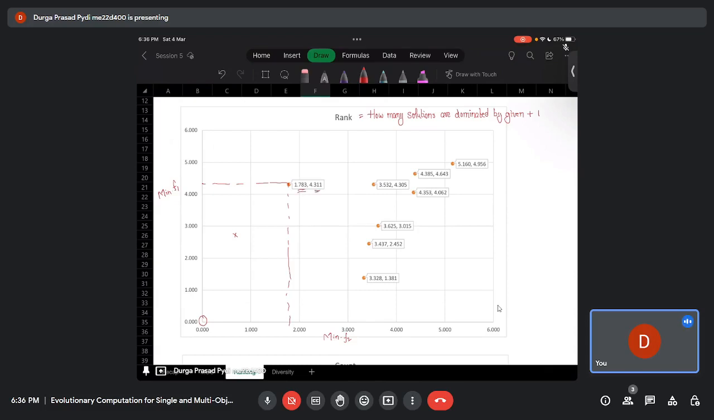So the idea is simple. You just draw two lines, one horizontal and one vertical, through that particular point, and see how many solutions are there in the rectangular region that is formed. This number of solutions will give you how many points it is dominating, plus you add 1 to it, and that will give you the rank.